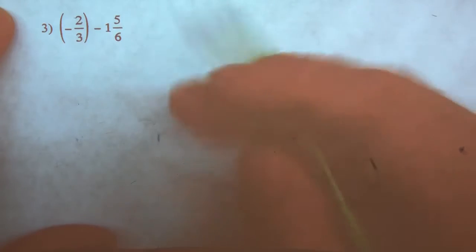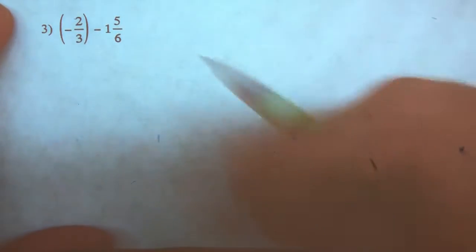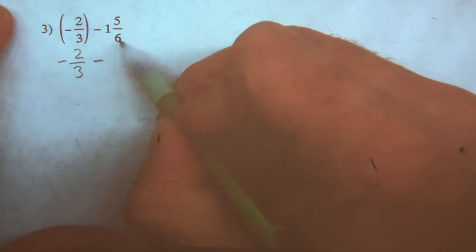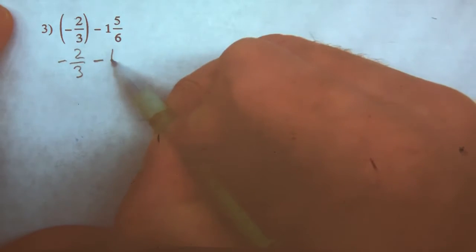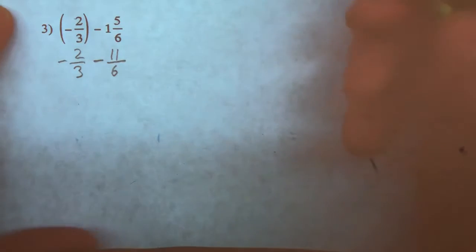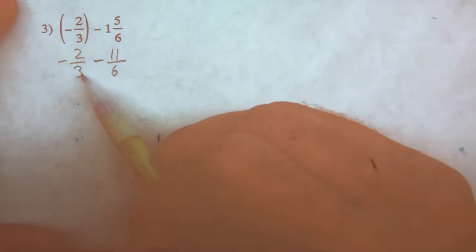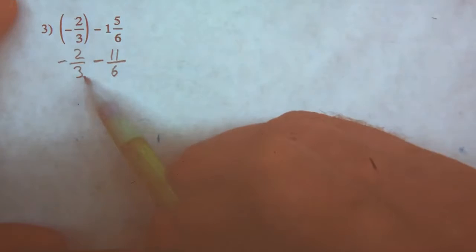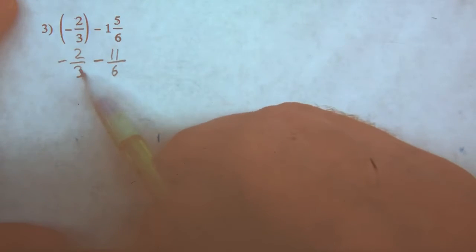But let's change to improper fractions. So I'll keep negative 2/3 the same. Minus 6 times 1 is 6, plus 5 is 11. So that's minus 11/6. And again, I could just change this to sixths. And I'll do that. So this time I'll show not just multiplying, but in this case I see that.